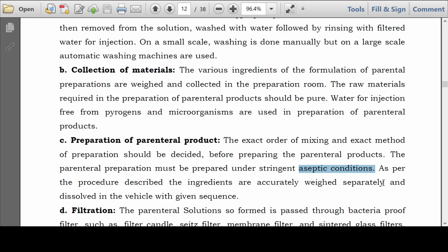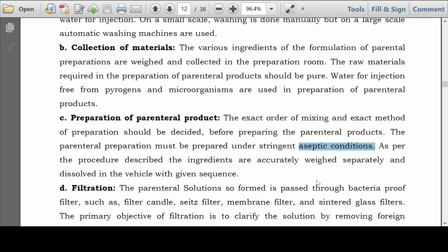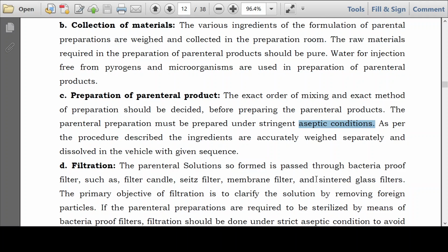So aseptic conditions should be followed in case of area also, in case of equipments also, and in case of personnel also. So personnel should follow aseptic condition, area should be aseptic, and the material which is being used for the formulation of parenteral product should be free from any kind of contamination. As per the procedure described, the ingredients are accurately weighed separately and dissolved in a vehicle with given sequence. So for the formulation of solution, the ingredients which are weighed can be dissolved inside the vehicle with a given sequence.